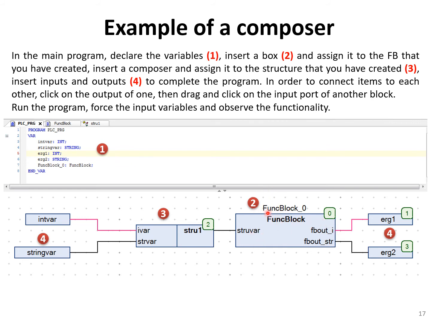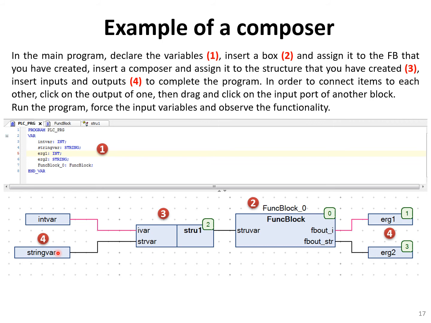Okay. Name it function block underscore 0 or any other name. This is one instance of function block. Insert a composer here and assign it to the structure that you have created. You assign it here. Insert inputs and outputs to complete the program.